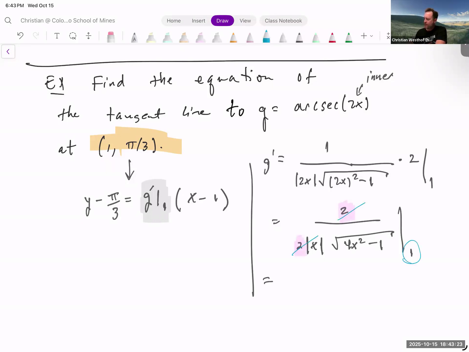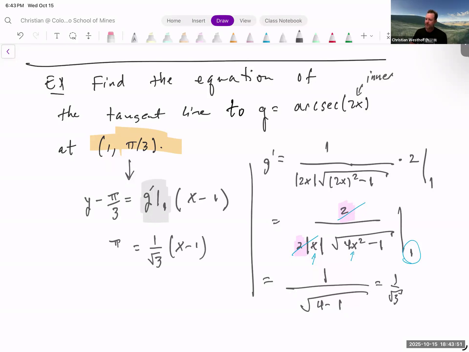When we plug in a 1 for that x and that x there, we end up with 1 over absolute 1, which is just 1, and then root of 4 minus 1. So we get 1 over root 3. That is the slope of our tangent line. So y minus pi thirds equals 1 over root 3 times x minus 1. There's the equation of our tangent line.